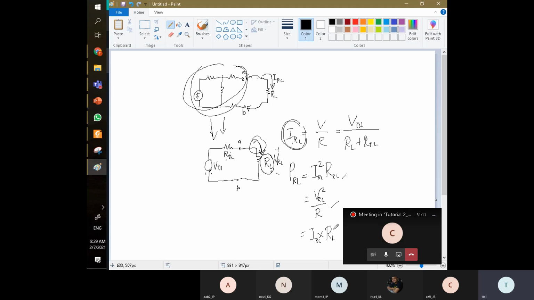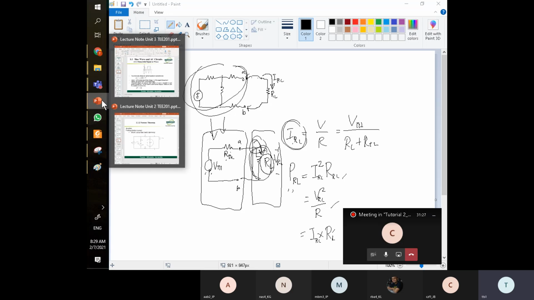Okay, so we have three equations we can use to calculate the power of this. Sometimes we call this one the external load. This is the fixed circuit. Here is the external load. That's why we need to learn these two theorems.